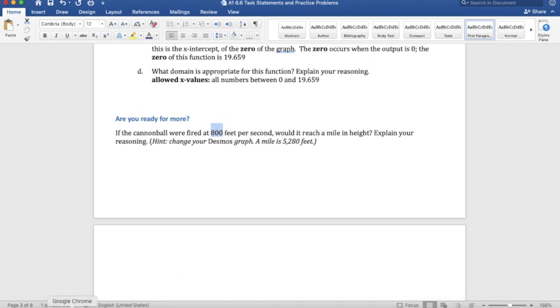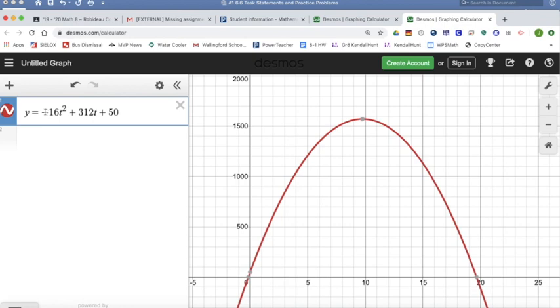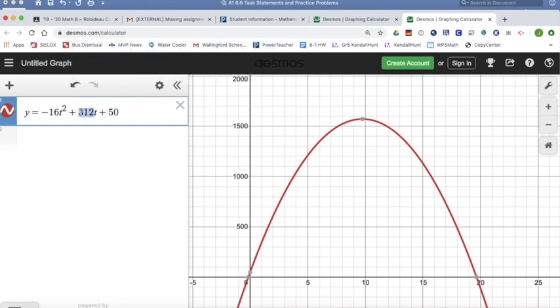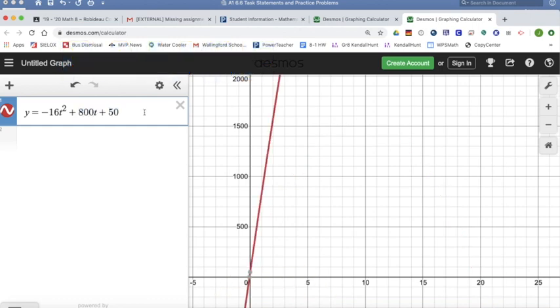So if the cannonball is fired at 800 feet per second, we have to change my equation now to reach that. So let's change my equation. Which number gets changed? This one? This one? Or this one? This one. Because remember that 312 is my launch height. 800 feet. Wow!